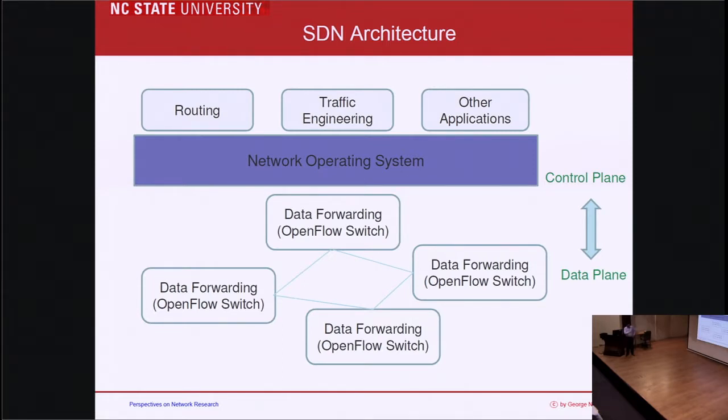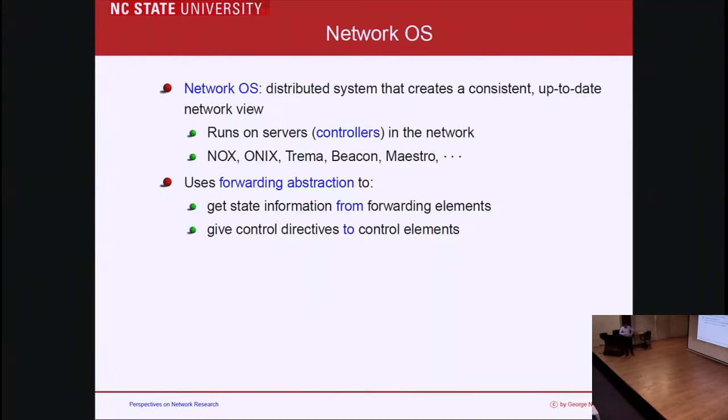So this is the control plane here. That's the network operating system. The data plane is down here. And the data plane is very simple. Remember, it only does forwarding, so it can be simplified significantly. And so the network operating system runs on controllers. The controllers are centralized. They're separate from the switching devices. And you use a forwarding abstraction to get state information and then configure the devices, and I'm going to get into that.